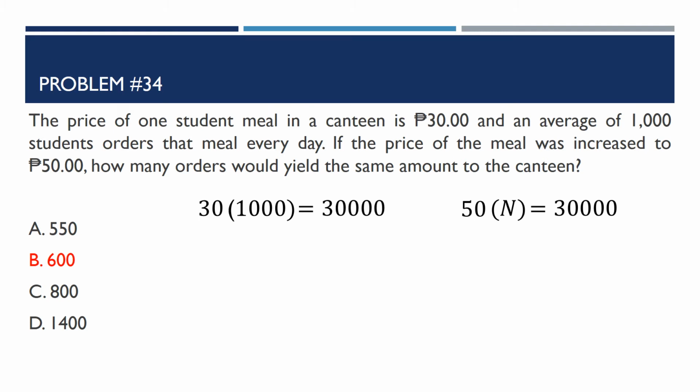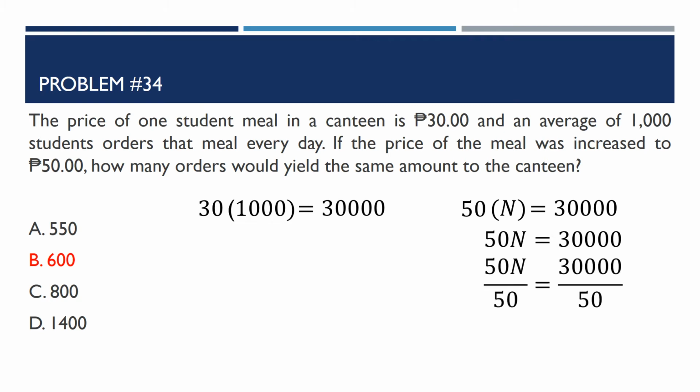So to solve this, it's just simply algebra. We multiply 50 times n, that's 50n, and then we divide both sides by 50 so that n will be isolated, and we cancel the 50. So 30,000 divided by 50 is 600. So that means 50 times 600 students will still give you 30,000 pesos as a profit.